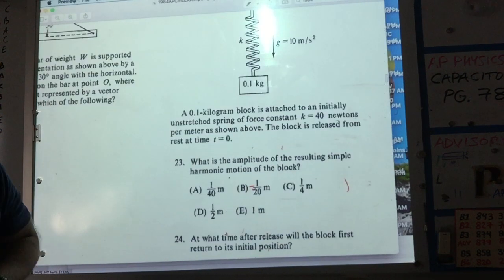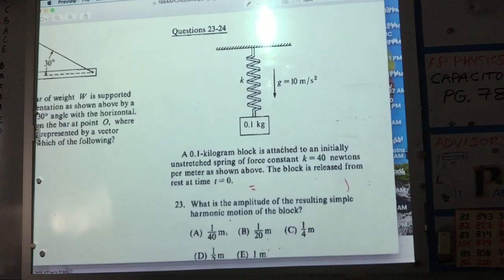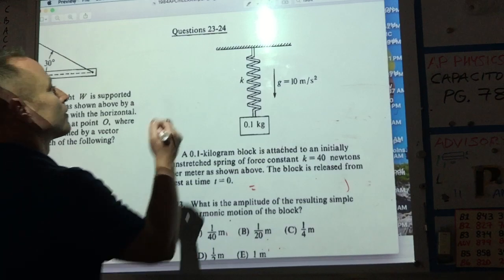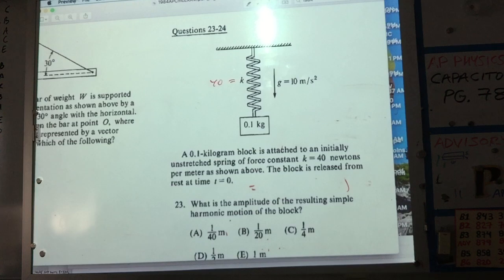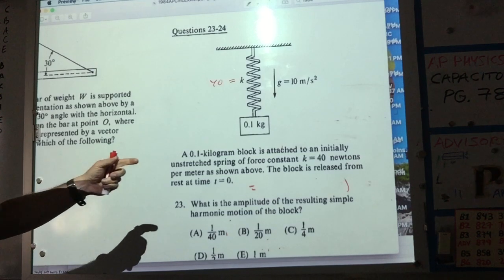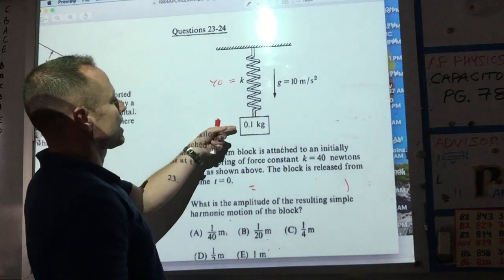23. Looks like we got a mass bouncing on a spring or something, or hanging. Let's see, 0.1 kilos, initially unstretched, K is 40. The block is released, and they want to know the amplitude of the motion. All right, so what do we do? Do we release it from rest? Oh yeah, we release it from rest. And so it's initially unstretched.